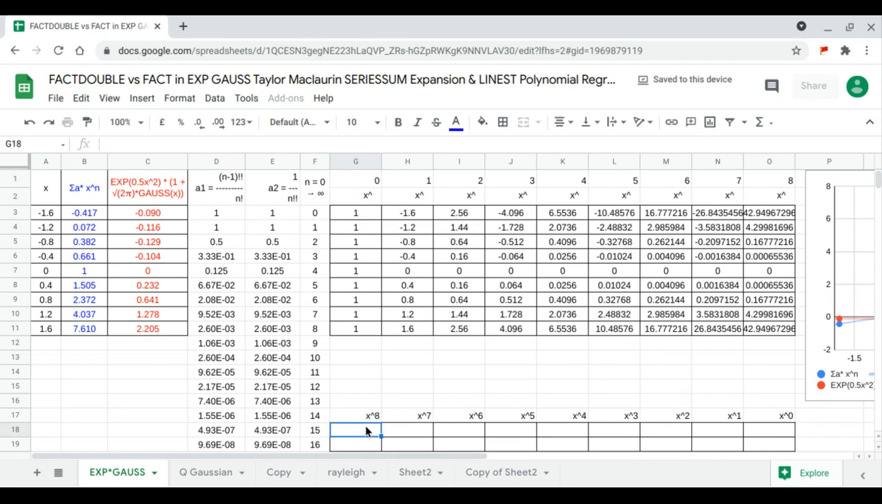Now we calculate the polynomial regression coefficient using LINEST. Data y and data x. Those are for the expansion. Now the function itself. So LINEST, data y, and data x.